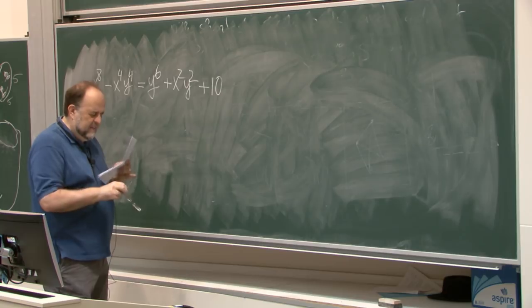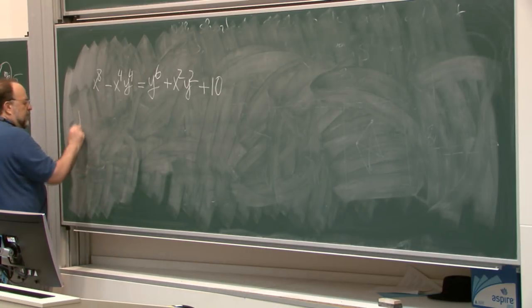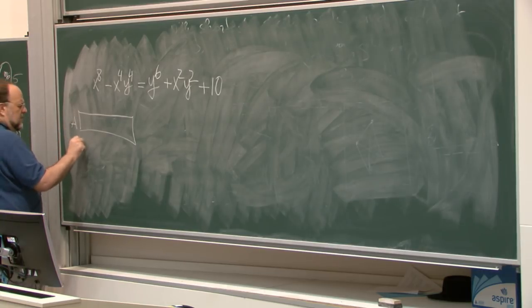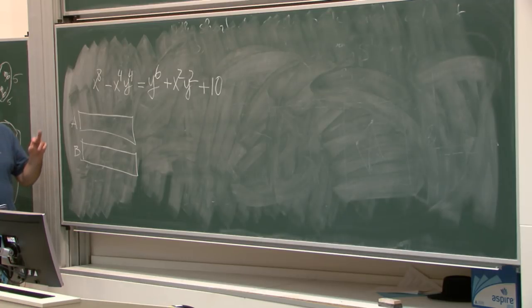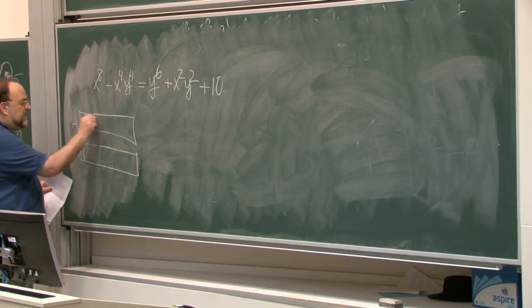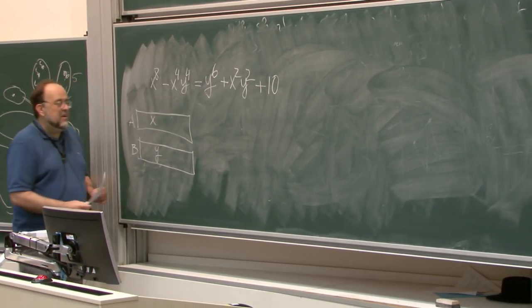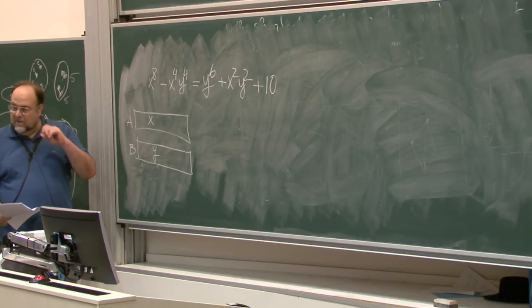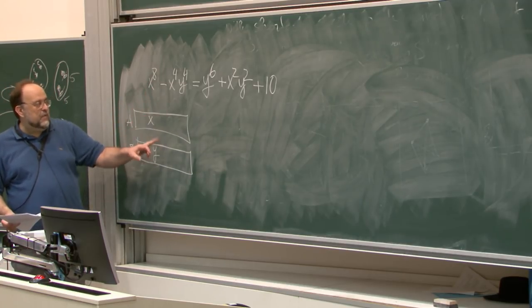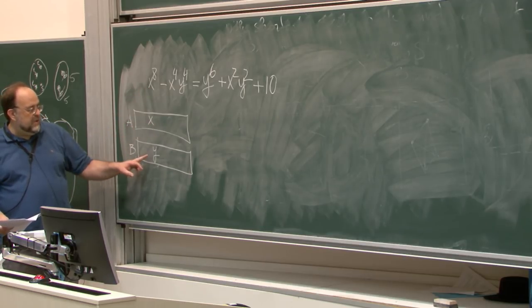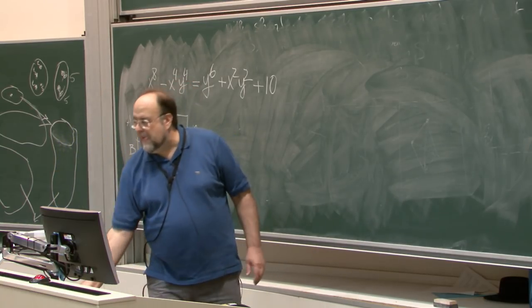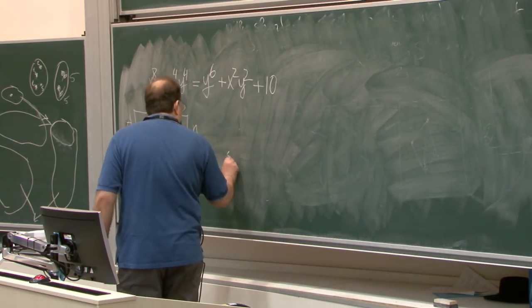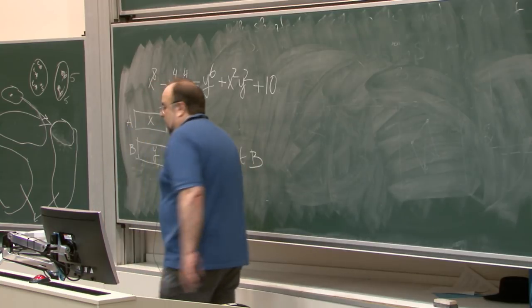And you are given two sets, each with n elements. So you have a set A and a set B. And your task is, in time n log n, to determine if you can pick x from A and y from B so that this equation is satisfied. So the question is, does this equation have a solution so that x belongs to A and y belongs to B, and each has n elements? How would you solve this problem? So sort B first. What do we do next?